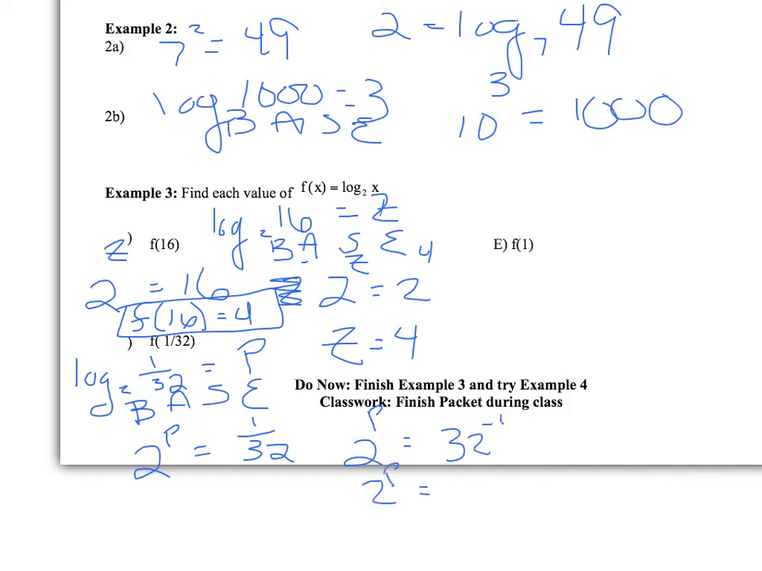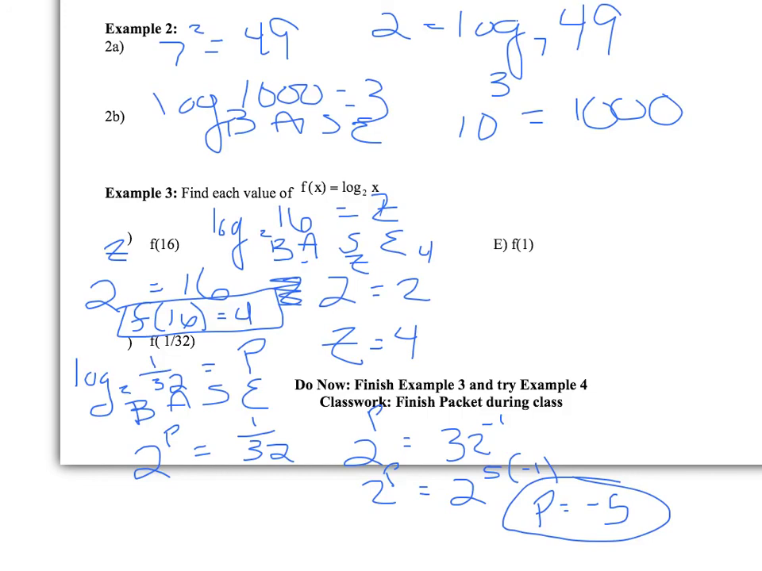32 is the same as 2 to the 5th, times the negative 1 up there already. Since the bases are the same, set your exponents equal. p equals negative 5. So that's your answer for letter C.